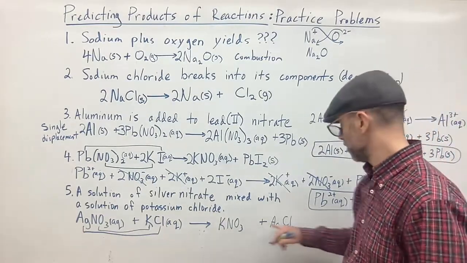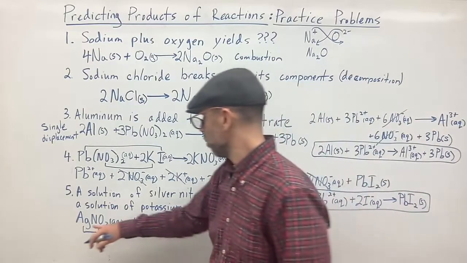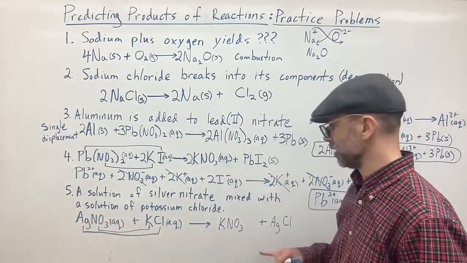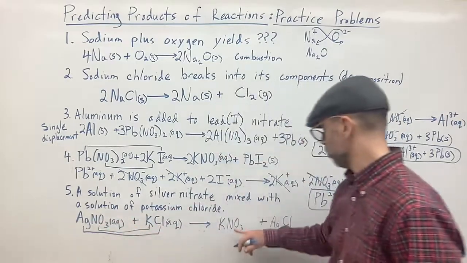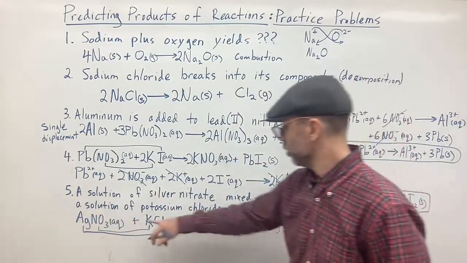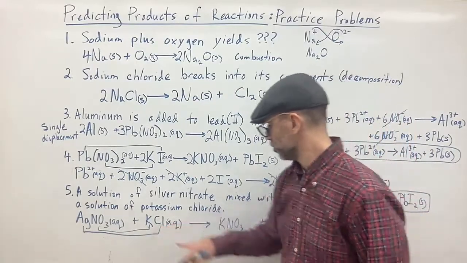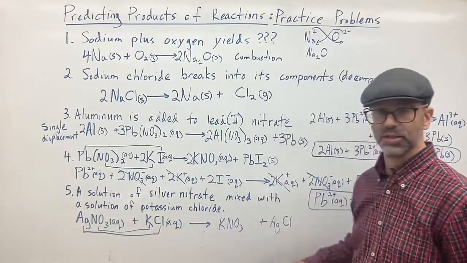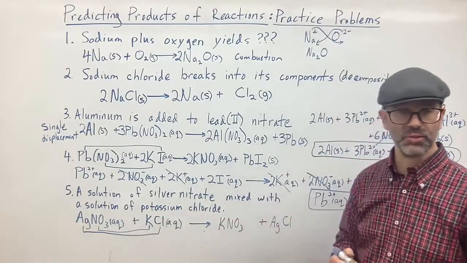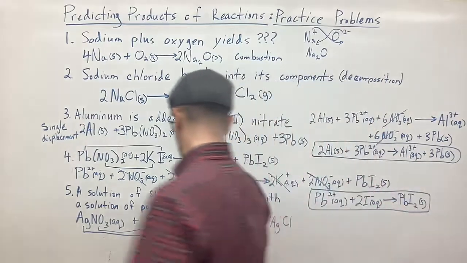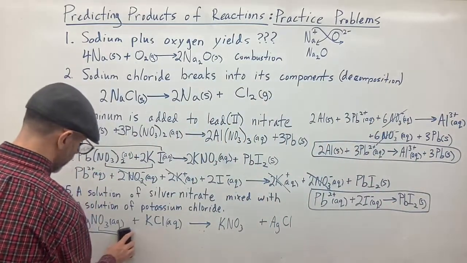And so let's balance the equation. So we have one silver, so that's balanced. One nitrate, that's balanced. One potassium, that's balanced. One chloride and one chloride, that's balanced. So right now we have a balanced equation. We don't need to do anything. So now we have our balanced equation.